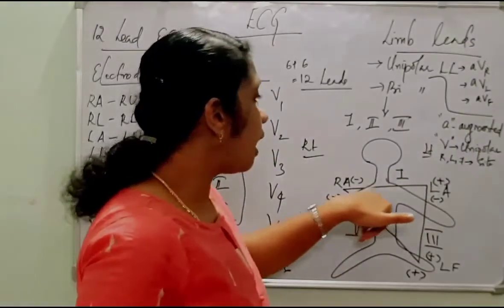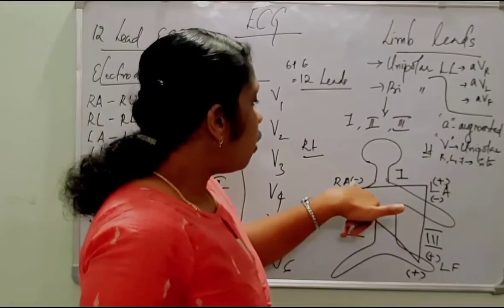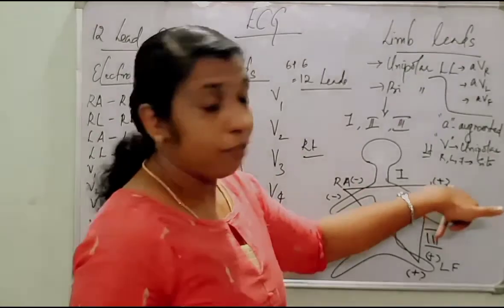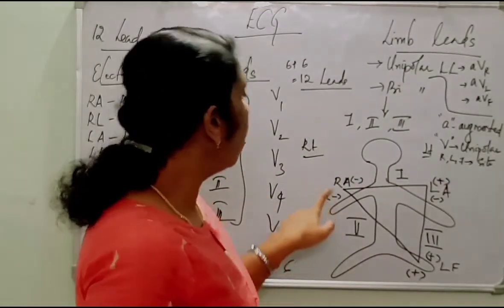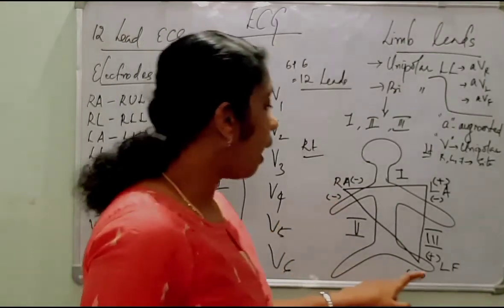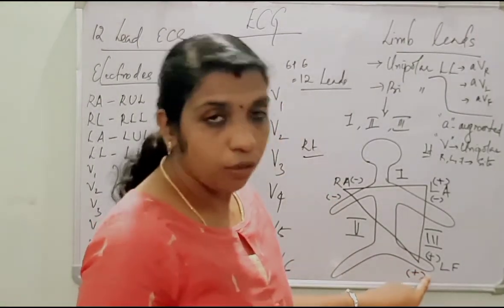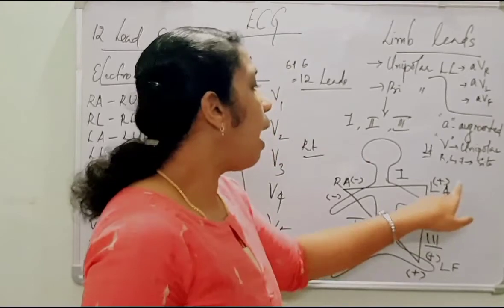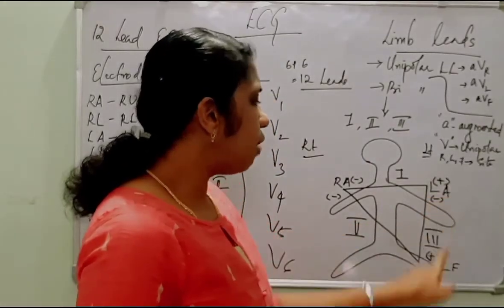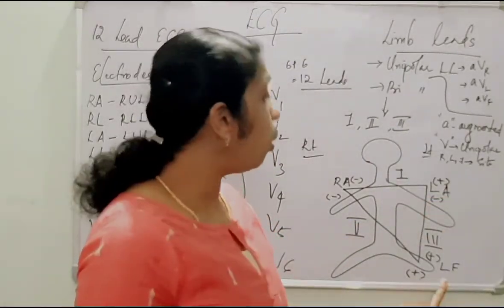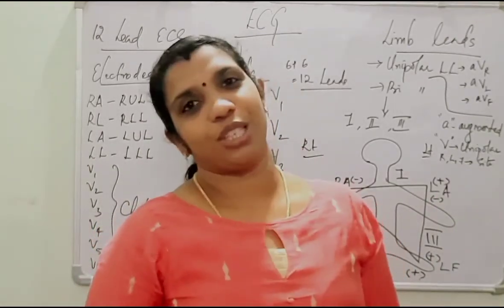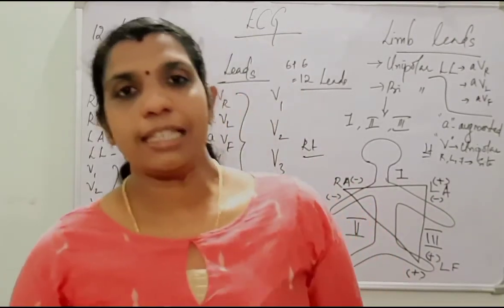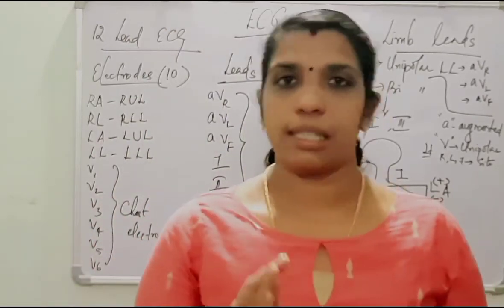Lead 1 connects right arm with left arm; the negative pole is the right arm and the positive pole is the left arm. Lead 2, right arm with the left lower extremity. Right arm is the negative pole and left foot, the left lower extremity, is the positive pole. And lead 3 connects left arm with the left leg. Here left arm is the negative pole and the left foot is the positive pole. In the next session, we will be discussing the chest leads.